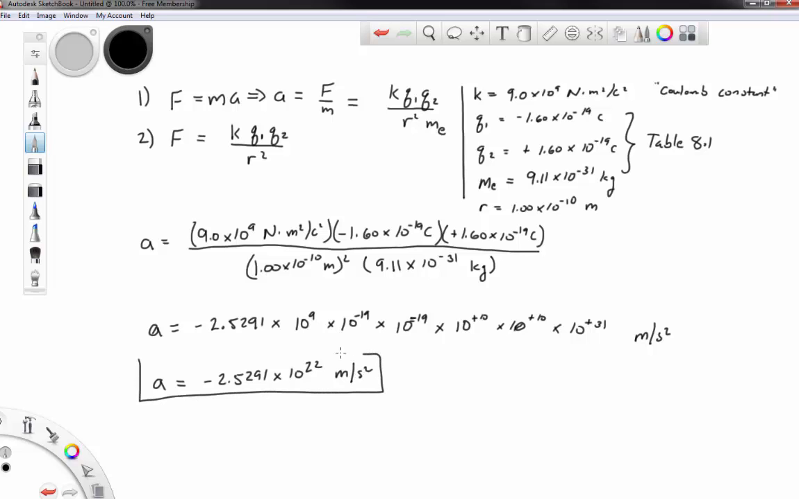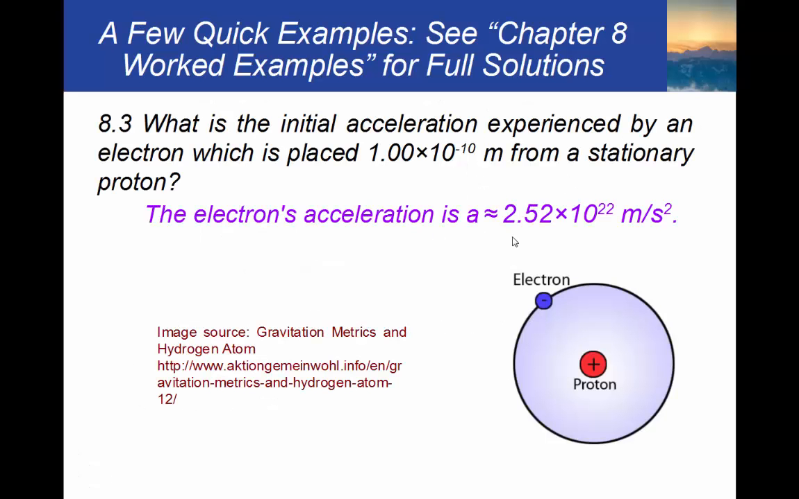That is the acceleration of an electron, which is initially stationary, towards a proton which is placed 1 times 10 to the minus 10 meters away. So yeah, pretty big acceleration. If you just wanted the magnitude, you can drop that minus sign. Again, the minus sign just tells you that the electron accelerates towards the proton.